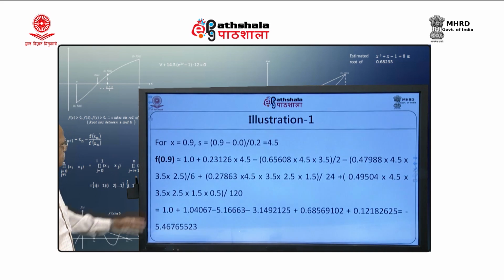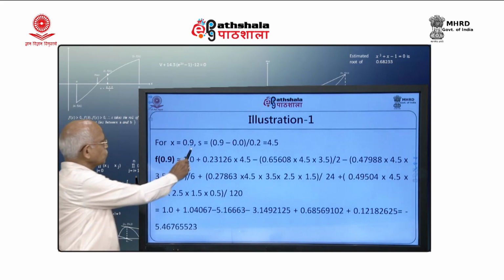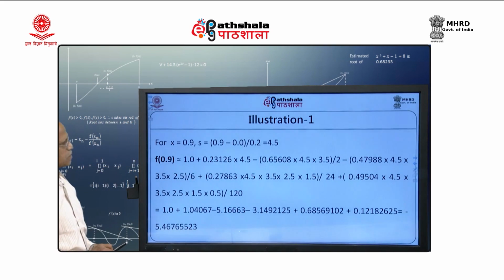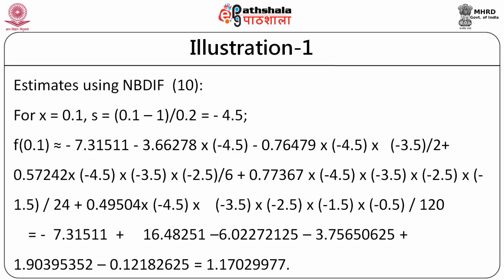Similarly, we can find f(0.9) in the same manner, and we just have to change the value of s as 4.5, and the rest of the things will be as in the earlier cases. Now, we are using the backward difference interpolation formula. So, in the backward difference interpolation formula we have to change the formula, and we start with x_n and so on and so forth.